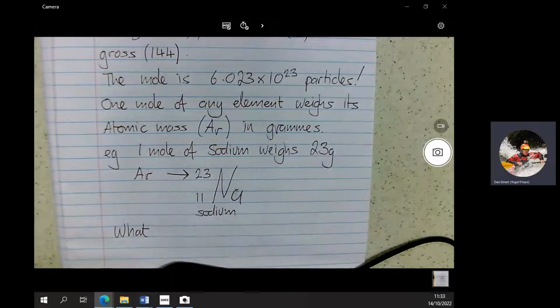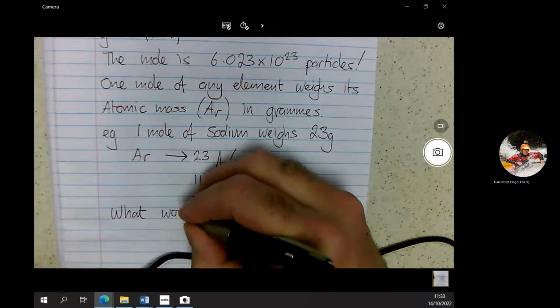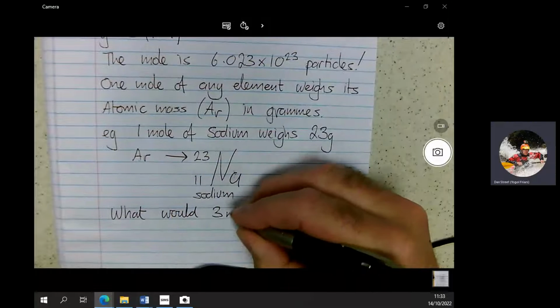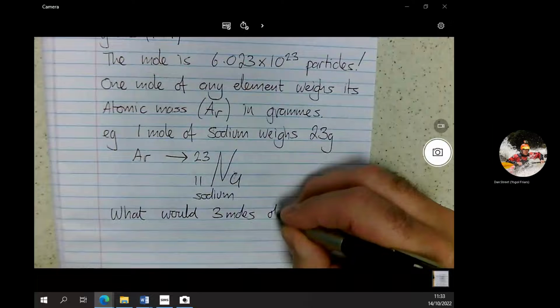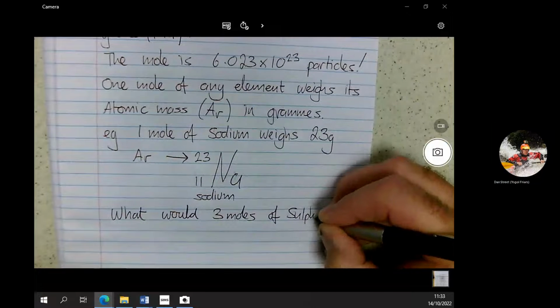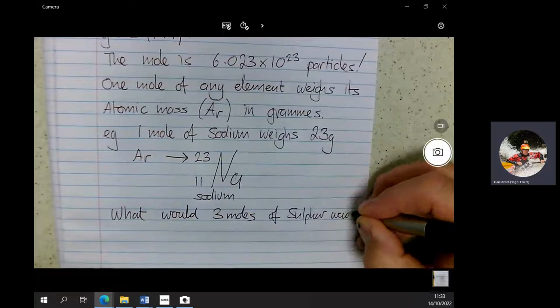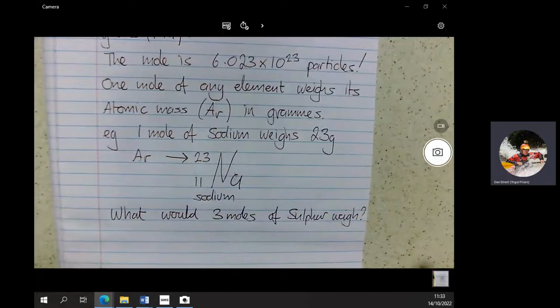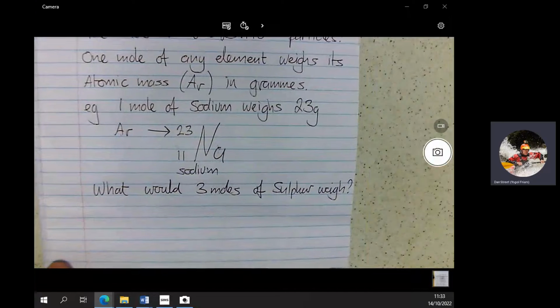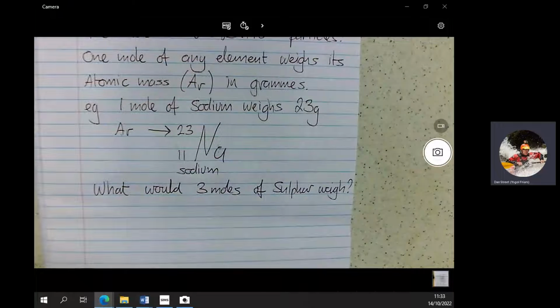So just as a bit of a question for you, what would 3 moles of sulfur weigh? I'm asking you to have a quick look at the periodic table and do a quick calculation. What's the mass of sulfur? Excellent. So 3 moles of sulfur would weigh 96 grams.